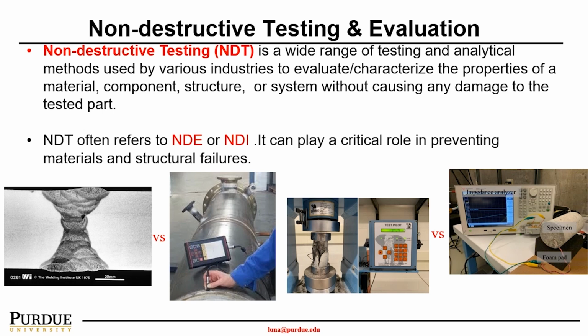By definition, it's a wide range of testing and analytical methods to evaluate the properties of materials and component structures. Here I have some examples to show you. On the left, this is a typical X-ray diffraction image, and we can see some of the voids and defects of the welding. Of course, to get this type of image, you need to use a scanning electron microscope, cut the sample and polish it, which definitely causes damage.